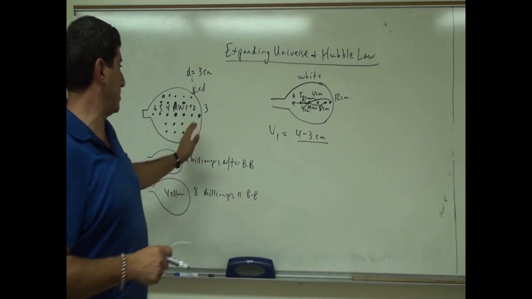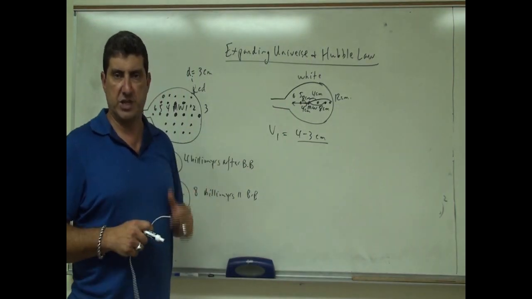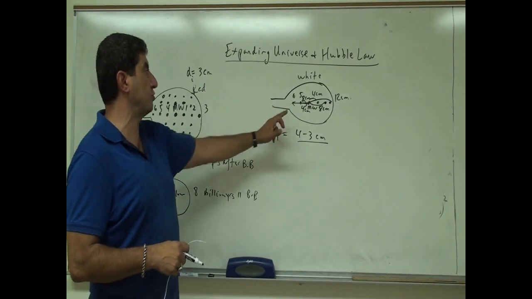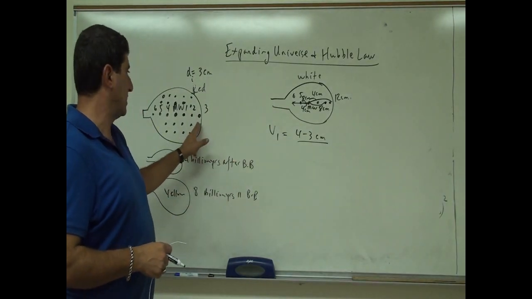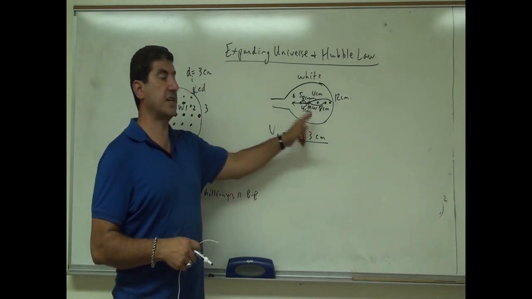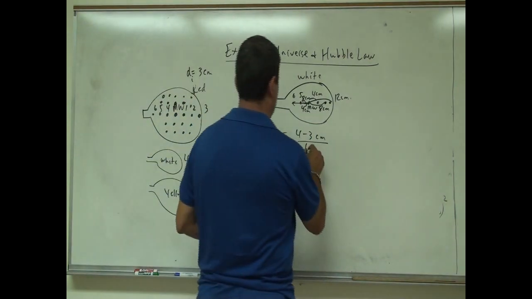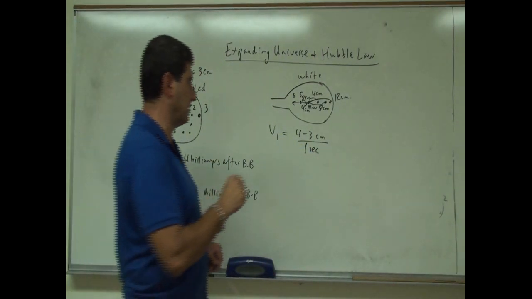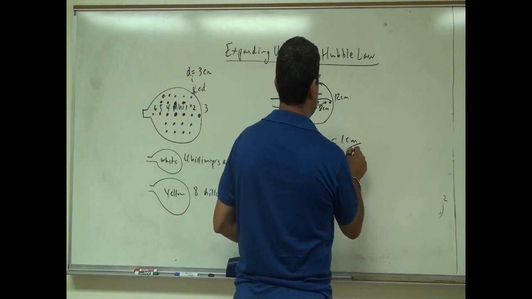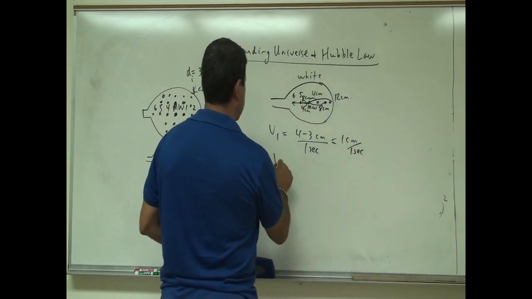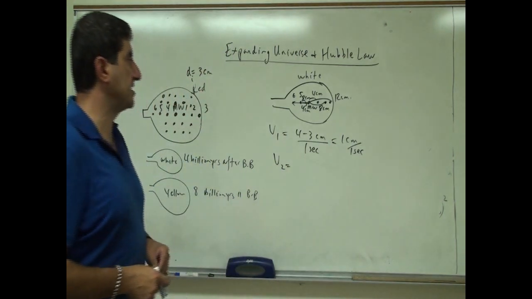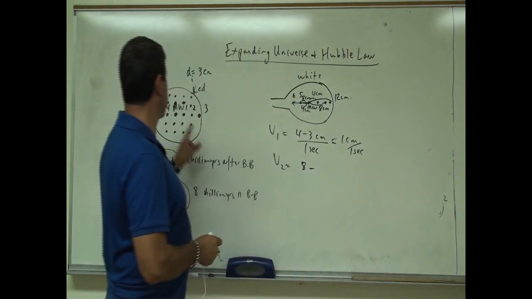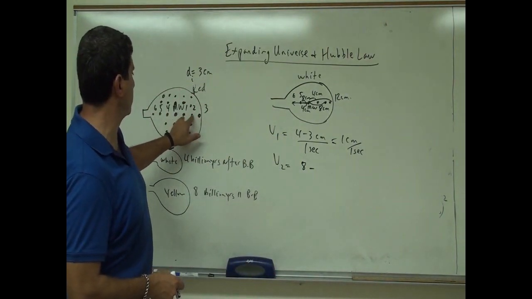So let's call the time between here and here 1 second. So even though we call this 4 billion years, just for our demo, let's say it took me 1 second to blow up the balloon from its original position to when it was this size. Let's say it took 1 second, right? So what would be the velocity of galaxy one with respect to the Milky Way? That would be 1 centimeter per second. Okay, what would be the velocity of galaxy number two? Its distance is 8 centimeters now. And then its original distance was 6 centimeters, right?